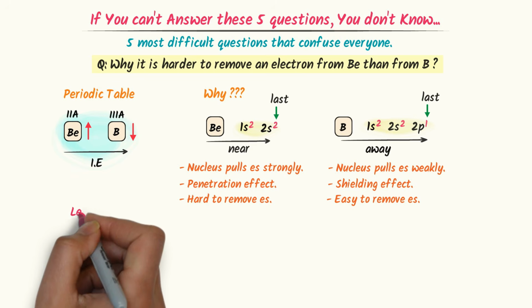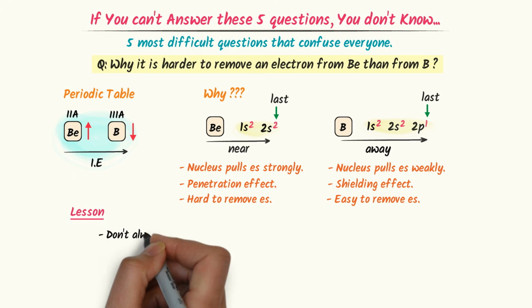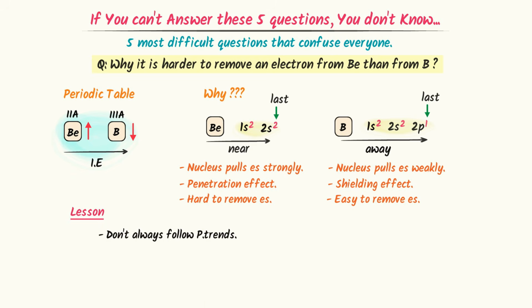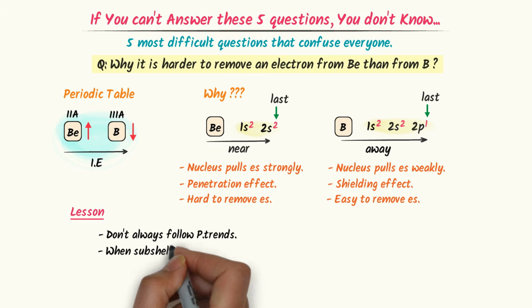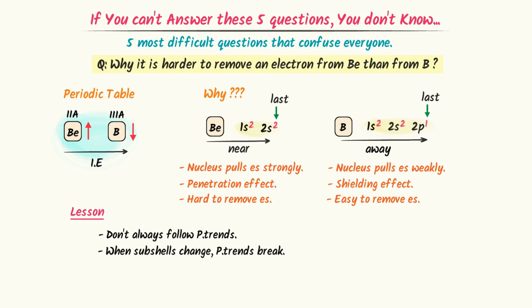Thus we learn this important lesson: don't always follow the left to right trend blindly. When the subshell changes from s to p, the trend can break. Always check which subshell the last electron is sitting in. Hence, note down this important question. Now that we have understood the first question, let's move to question number 2.